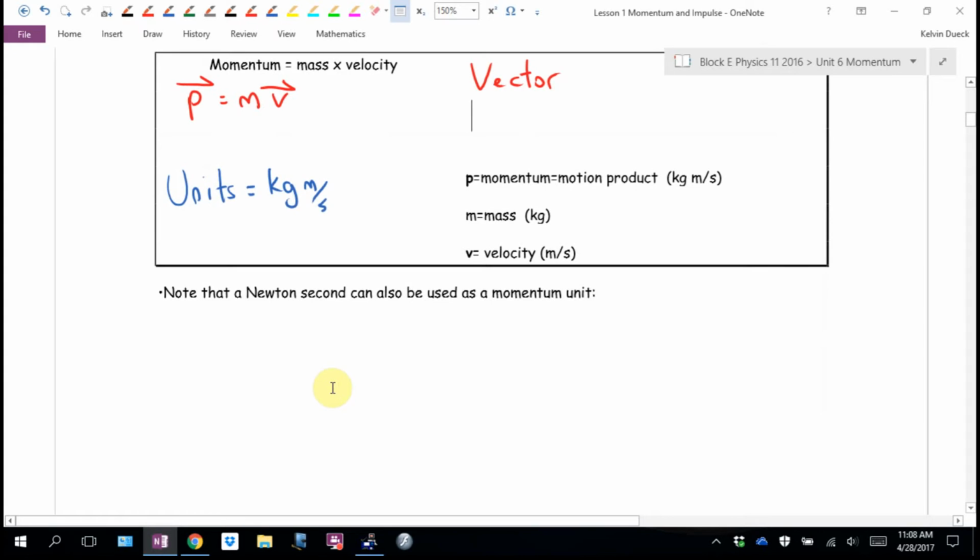There's another way to measure momentum. Not only is it kilogram meters per second, it's a Newton second.